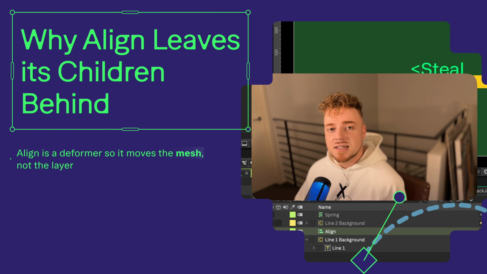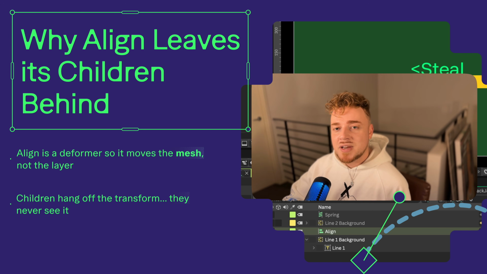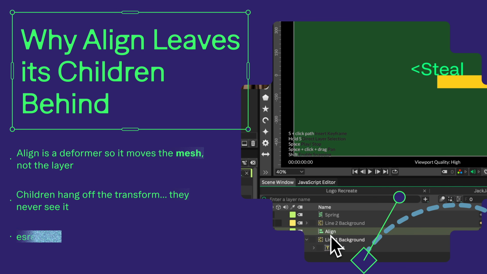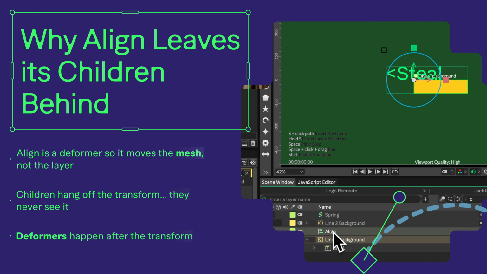And when we're parenting a child to a parent, that is grabbing the transform properties. It's not taking the deformer properties. So that information will never get passed through to the child, which is line 1. That align deformer is only affecting the background. And that's just how it is. It's not a bug, it's just how it functions.